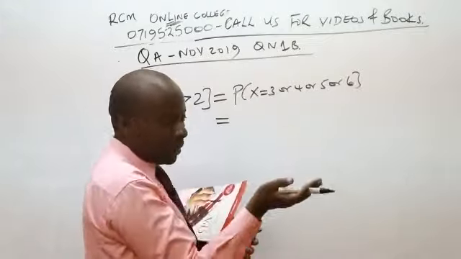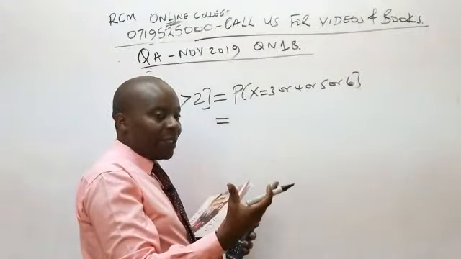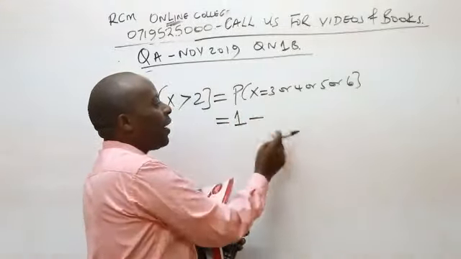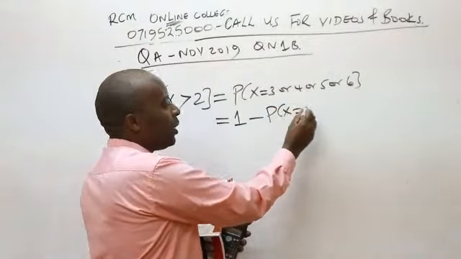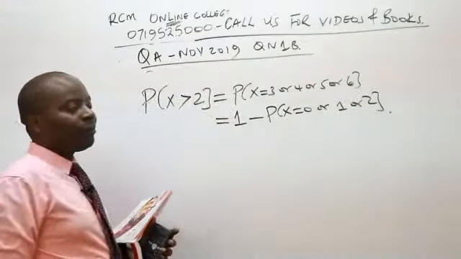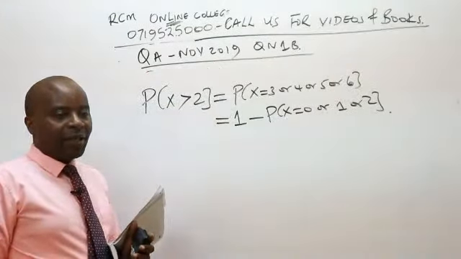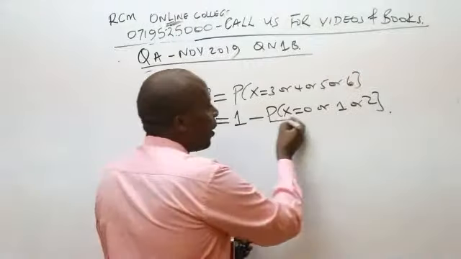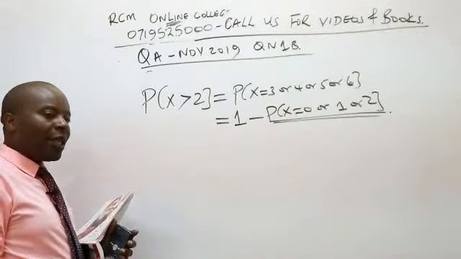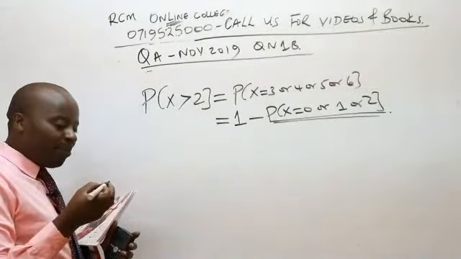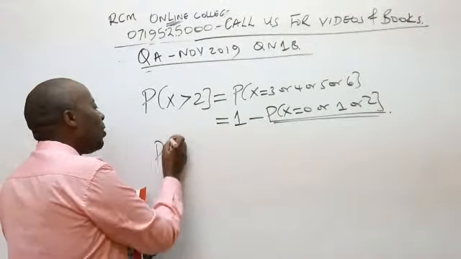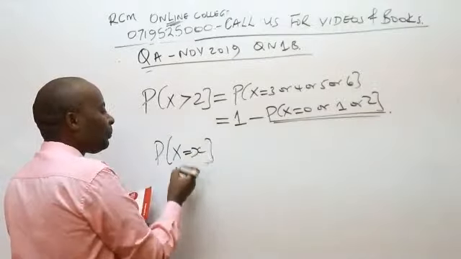This could be too many at times. It's important for you to understand that complementary means to complete. So events to complete, it will be 1 minus the missing events, which basically will be the probability of x being equal to 0 or 1 or 2. Great. So this time around, they want us to evaluate these using a Poisson distribution.